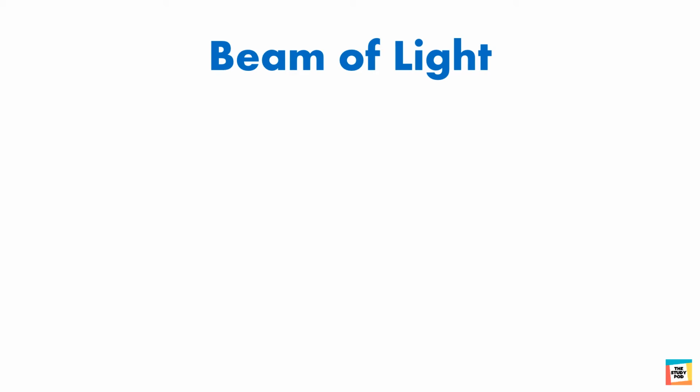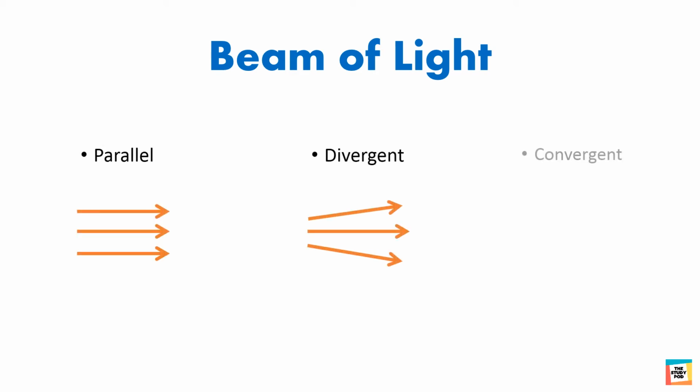A beam of light is made up of a bundle of rays. It can be parallel, divergent or convergent.